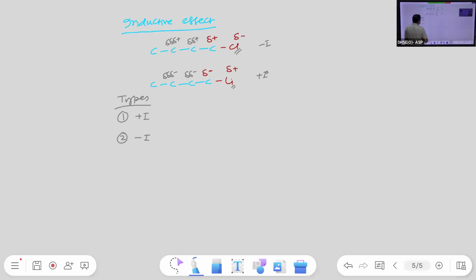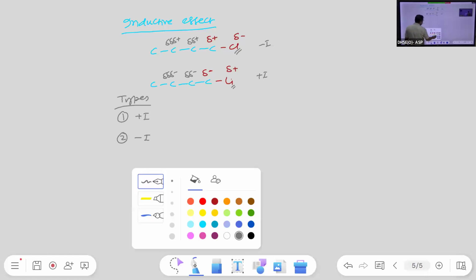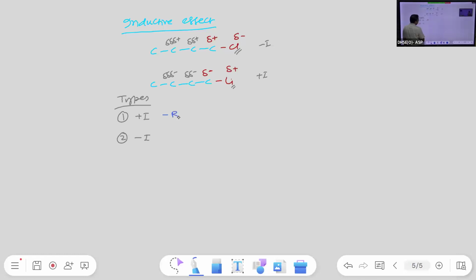So what are the examples of plus I groups? The examples of plus I groups are the alkyl group, O minus, and NH minus. Oxygen is more electronegative, so it should be minus I. How can it be a positive inductive effect, or NH minus also showing plus I effect? How come?